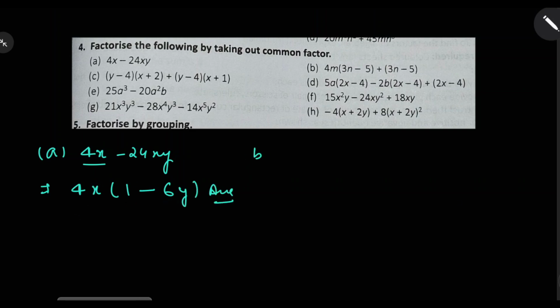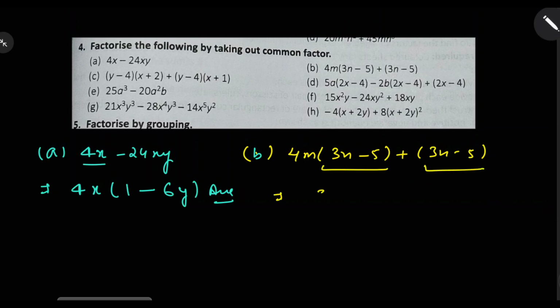See question number B. Question number B is saying 4m(3n minus 5) plus (3n minus 5). As you can see here, 3n minus 5 is common in these two terms. So we will take 3n minus 5 out as a common factor, and what are we left with? 4m plus 1 only. So this is our answer.